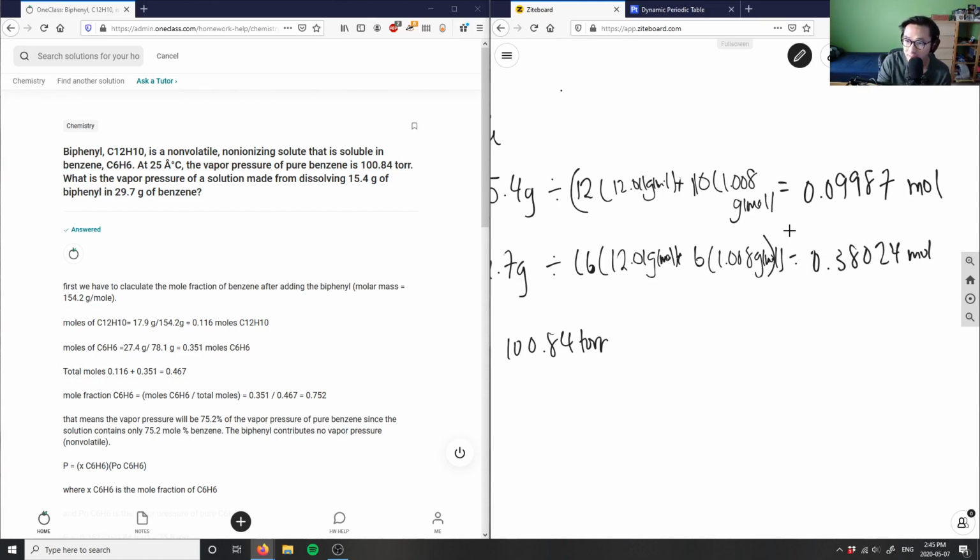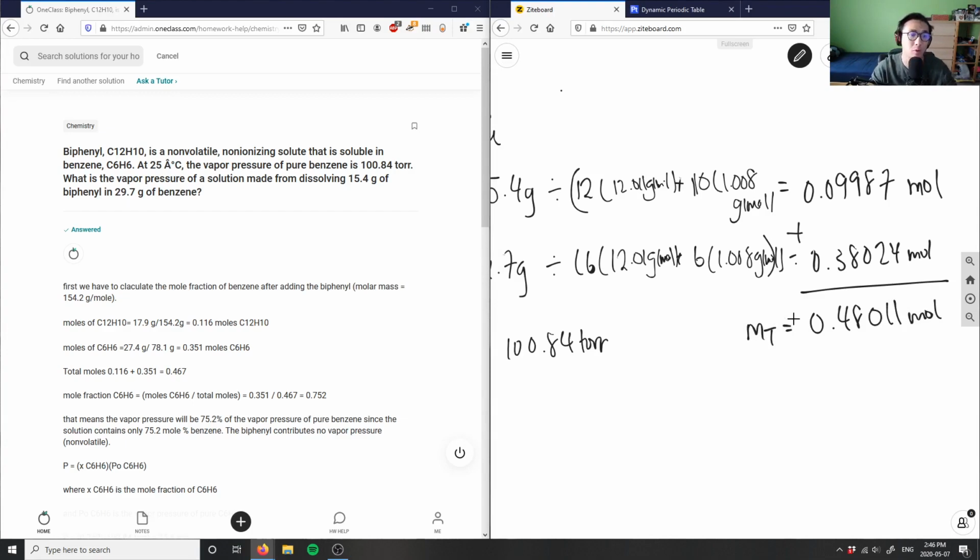Now with these moles of benzene, I can figure out the total moles here. If I add both of these together, I'm going to get the answer plus 0.09987. My total moles here is 0.48, right? So again, this is slightly different from this value here because they inputted the wrong numbers into our calculation.